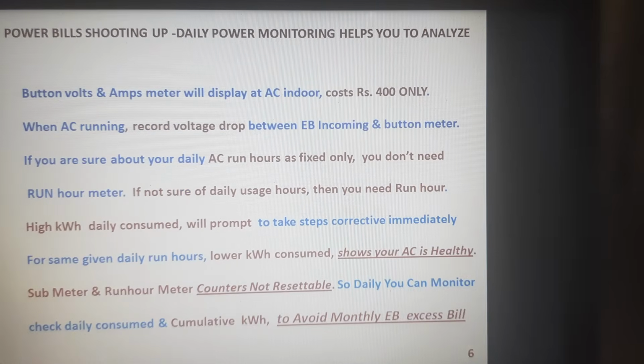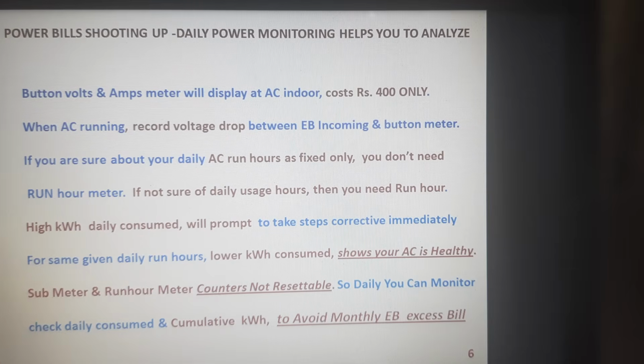Why your daily power bills shoot up, you need to analyze by monitoring this. This button volts and amp meter can be installed at the AC indoor after the stabilizer, and it costs only 400 rupees. It can be installed after the stabilizer in the box.